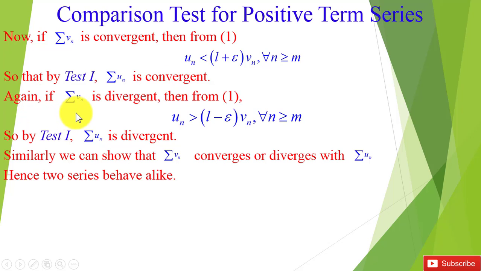Again, if sigma vn is divergent, then from equation 1, un is greater than L minus epsilon times vn for all n greater than or equal to m. Again, by test 1, sigma un is divergent. Similarly, we can show that sigma vn converges or diverges with sigma un. Hence, two series behave alike. That is, either two series converge together or two series diverge together.